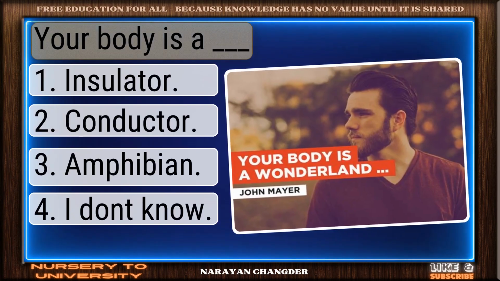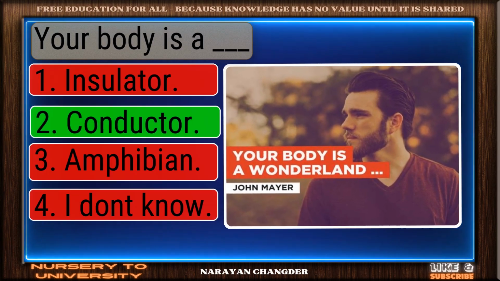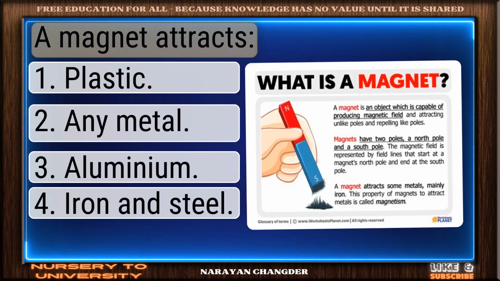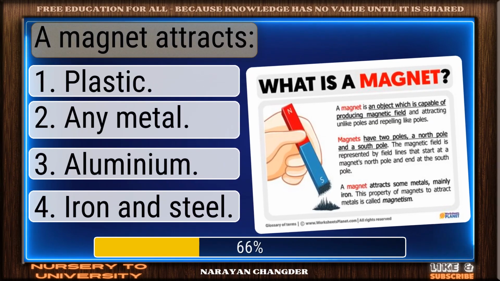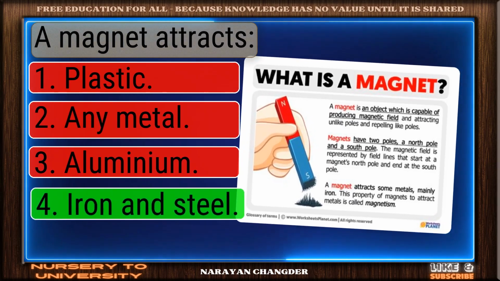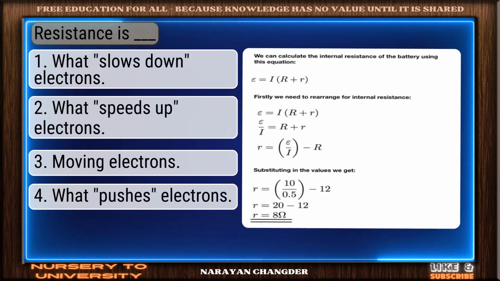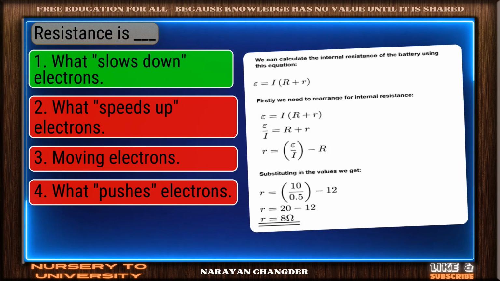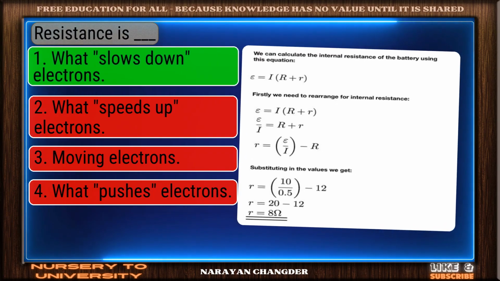Question number 285. Your body is a dash. Right choice. Conductor is the best answer. Question number 286. A magnet attracts. Smart move. Iron and steel is an accurate answer. Question number 287. Resistance is dash. Excellent choice. What slows down electrons is the right answer.